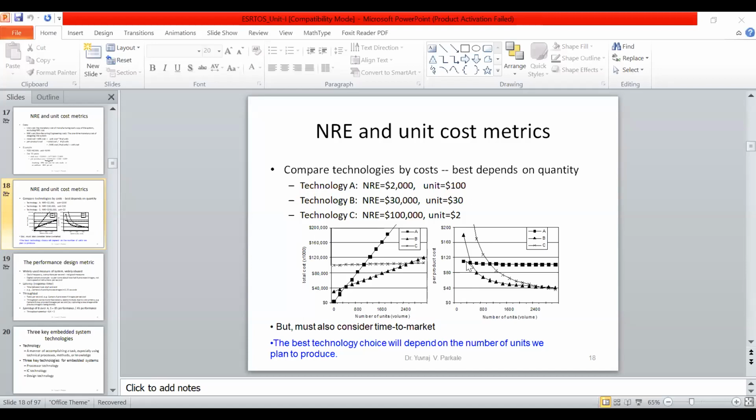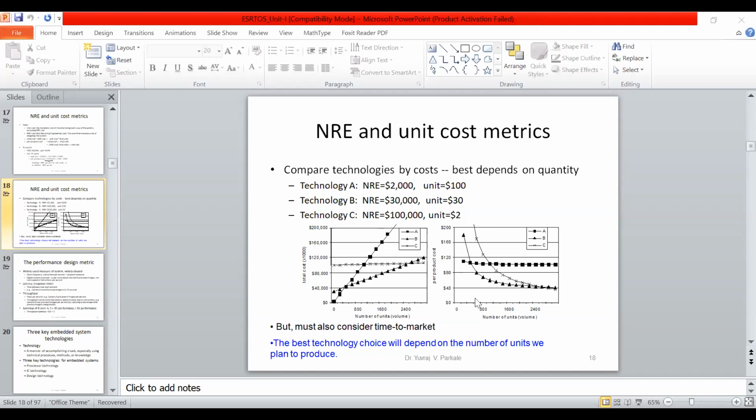Maybe technology A is better for a smaller number of units. If you look at the graph, for a small number of units, technology A has a very small product cost, maybe at most $120. But for the same number of units, technologies B and C have a higher per product cost, like 180 and something, 220. So that is the cost for a small number of units for all three technologies.